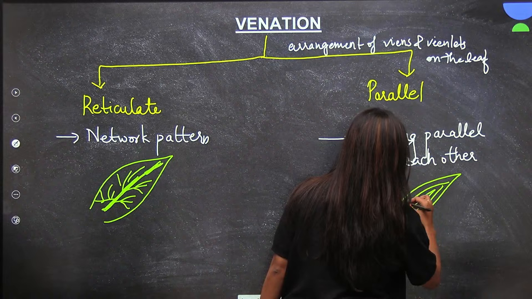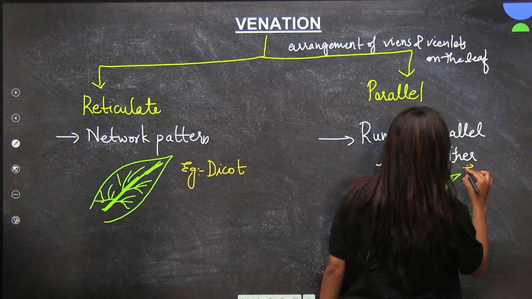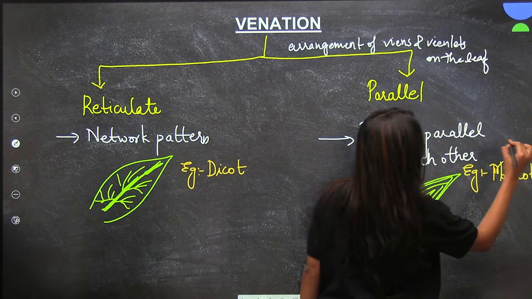So, students, here the example is going to be dicot, most of your dicots. Here, most of your monocots. Clear? Very good. So, this is about venations.